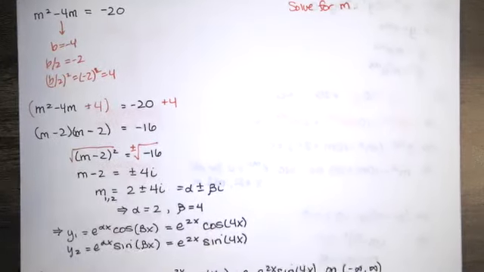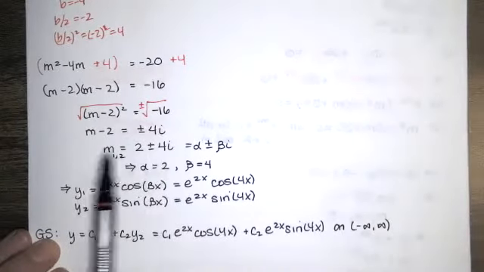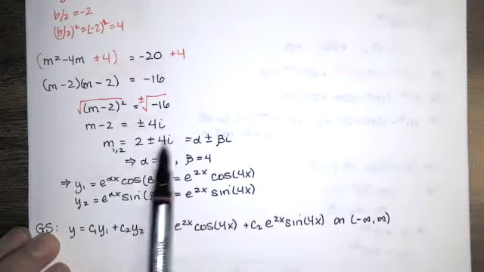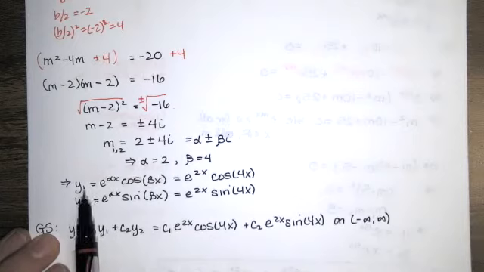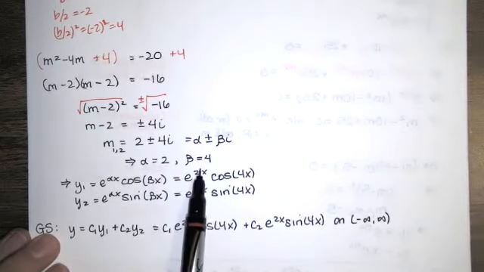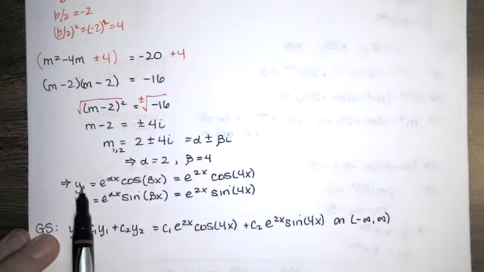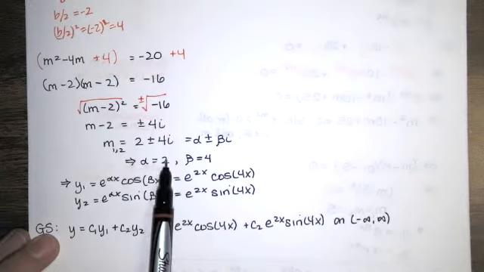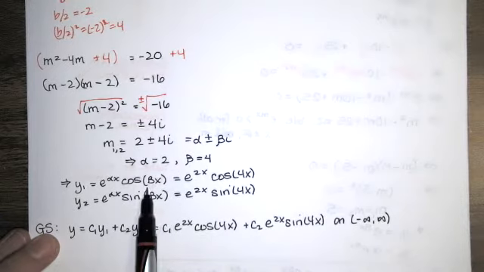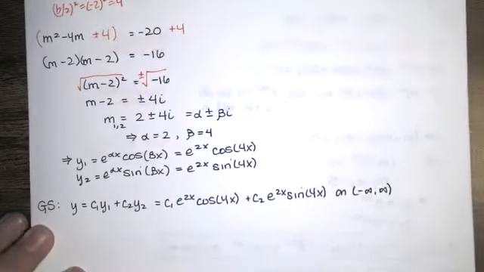So we solved this by completing the square, and we got this, and then we're solving for m, so we add the 2 to both sides, and we get the complex conjugate pair because of that square root of -16 there. So we find out what alpha equals, we find out what beta equals, and then because of our derivation that we talked about earlier, y1 is equal to e to the alpha x times cosine of beta x. So alpha is 2, beta is 4, and y2 looks just like y1, except instead of a cosine, you've got a sine.